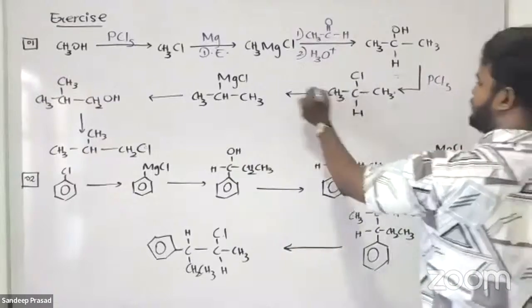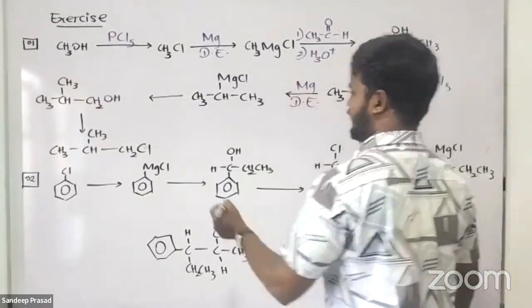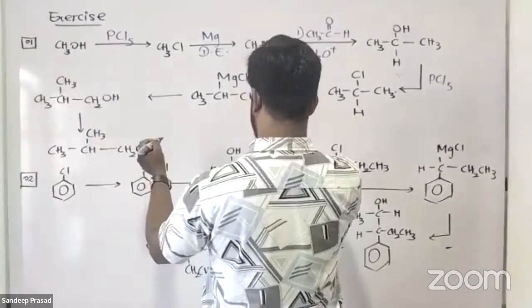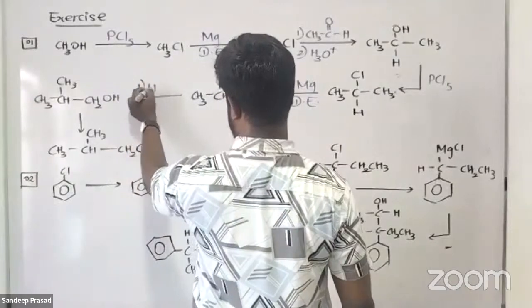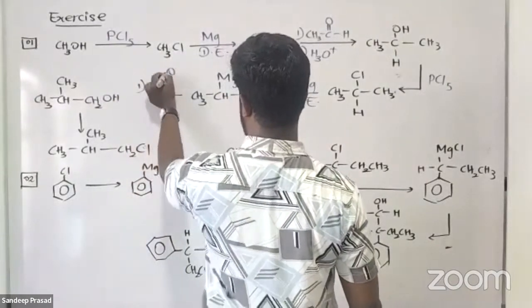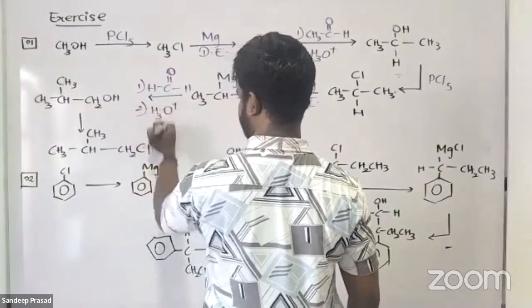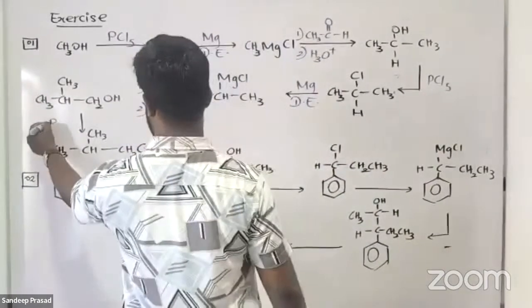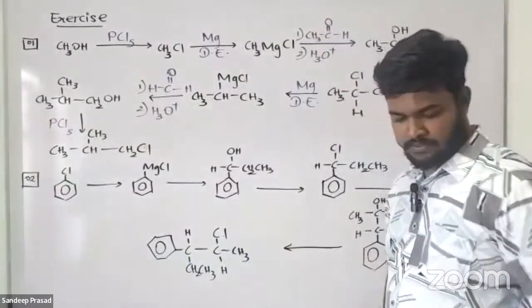PCl5 here, magnesium and dry ether. And here, what is the reagent they have added? The new reagent that they have added, of course, is methanal. You can understand that one carbon atom has increased, and secondly H3O+. And this is very easy. We have added PCl5. That's very easy.